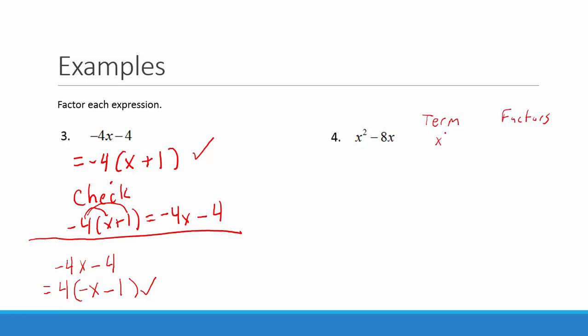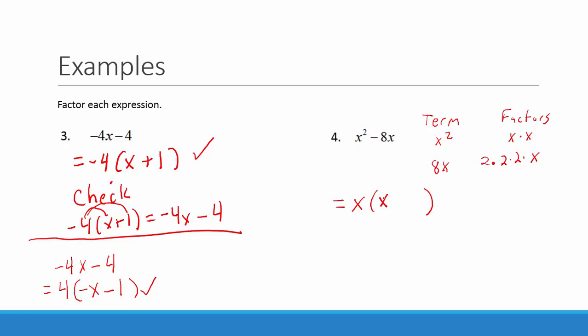For x squared, our factors are x times x. And for 8x, our factors are 2 times 2 times 2 times x. So the factors that both of these terms have are just an x. So let's write the x in front of the parentheses and ask ourselves, what should we write here so that when we multiply by x, we get x squared? What times x is x squared?